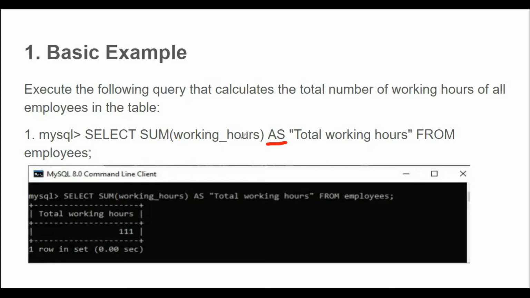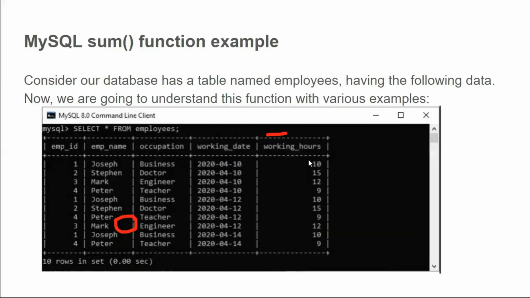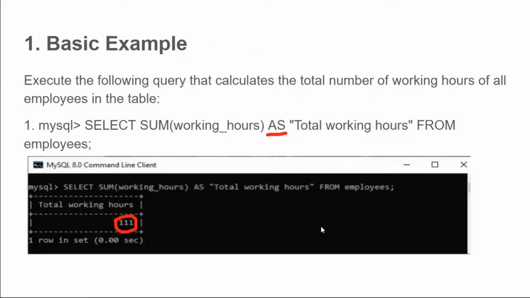By using the rename operator, I'm calculating the total working hours. The sum of working hours will be shown as total working hours from the table employees. I'm getting the answer as 111. If you add it, 10 plus 15 plus 12 plus 9, 10, 15, 9, 12, 10, 9, it comes to 111. That will be the answer.